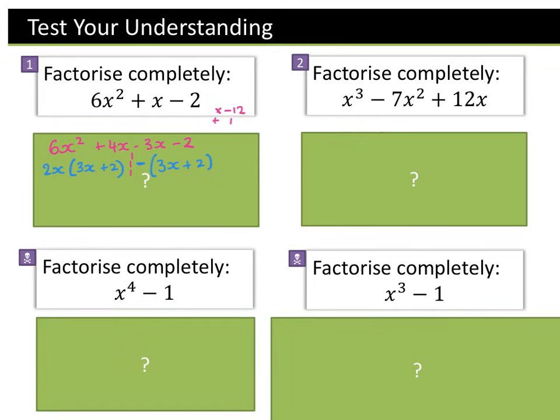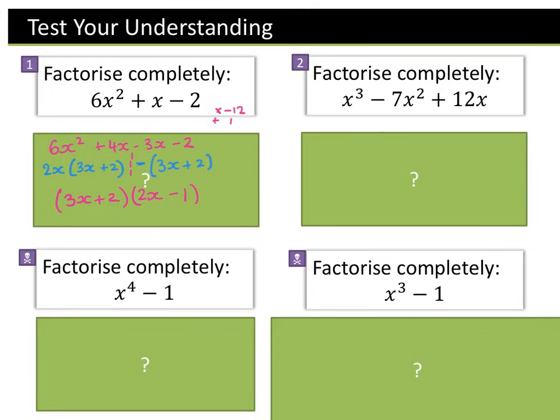So now I'm going to put them back together, and I'm going to have 3x plus 2, and our new bracket is going to be our 2x, and this is a minus 1. So 2x minus 1. Again, you can double check if you need to.